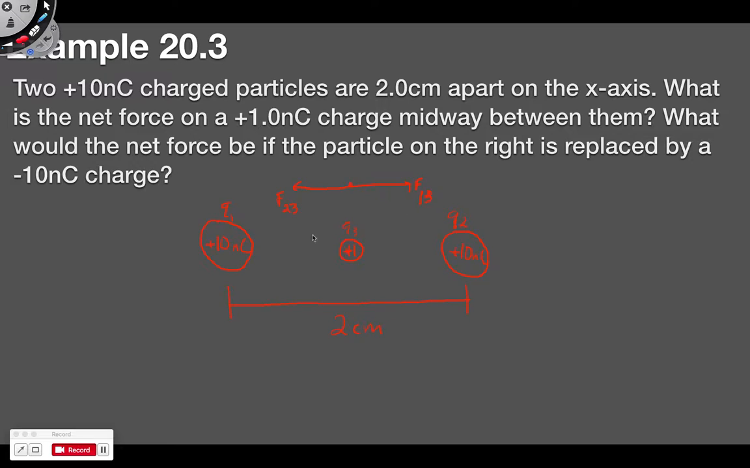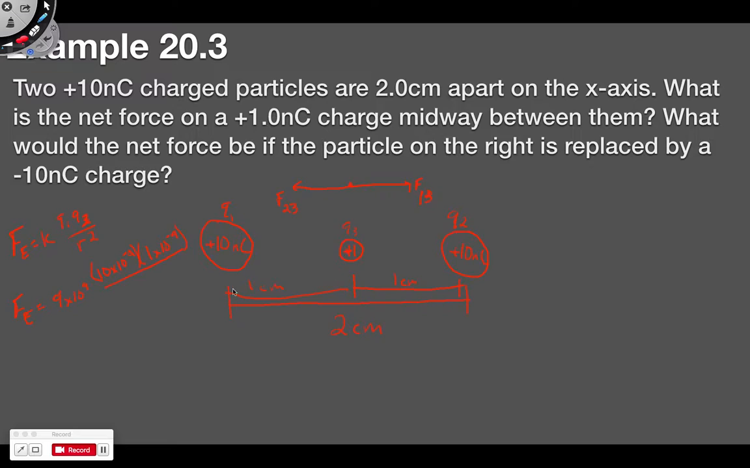Now, conceptually, you could look at this and say, okay, the value of this force should be the same as this force, because I also know that this is exactly halfway, so this is 1 centimeter and that's 1 centimeter. So I know that these should be equal, but let's go ahead and calculate what that would be. So the electric force is K, 9 times 10 to the ninth, Q1 Q2 over the distance between them squared. All right, so let's start plugging in our values. K is 9 times 10 to the ninth. Q1 and Q3: Q1 is positive 10 nanocoulombs. Nano is times 10 to the negative ninth. And Q3 is 1 nanocoulomb, which is 1 times 10 to the negative ninth.